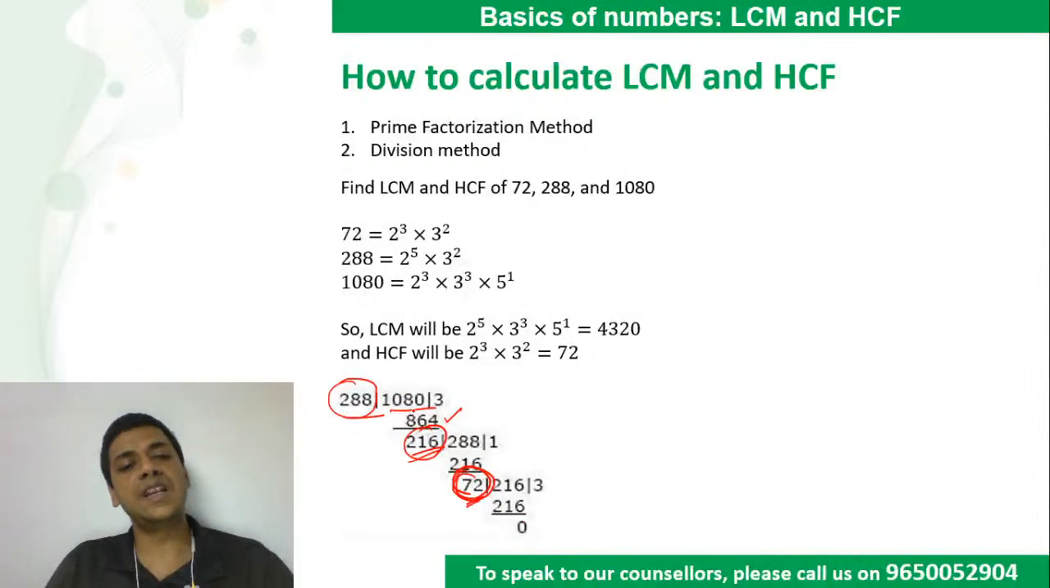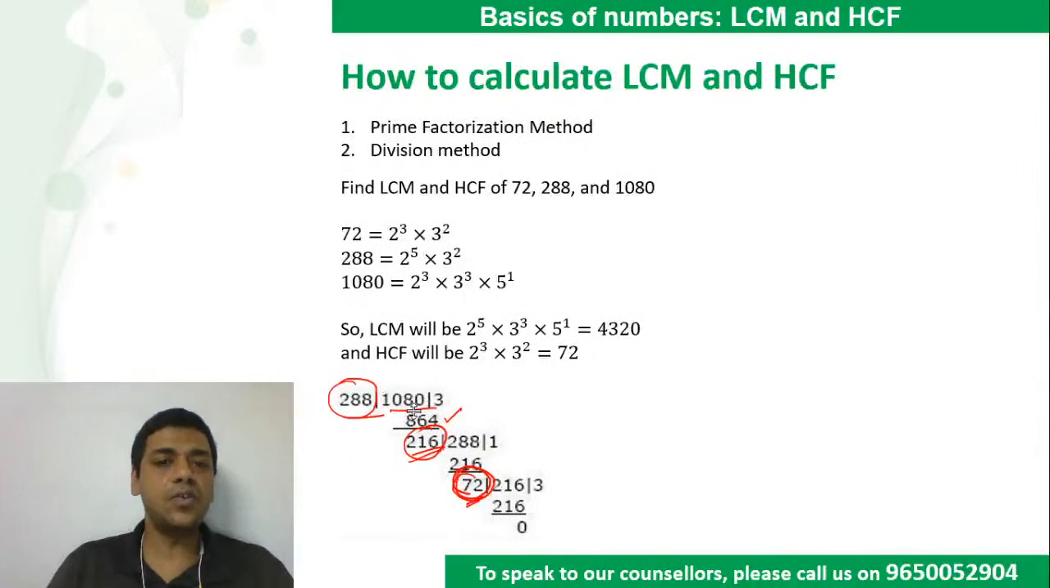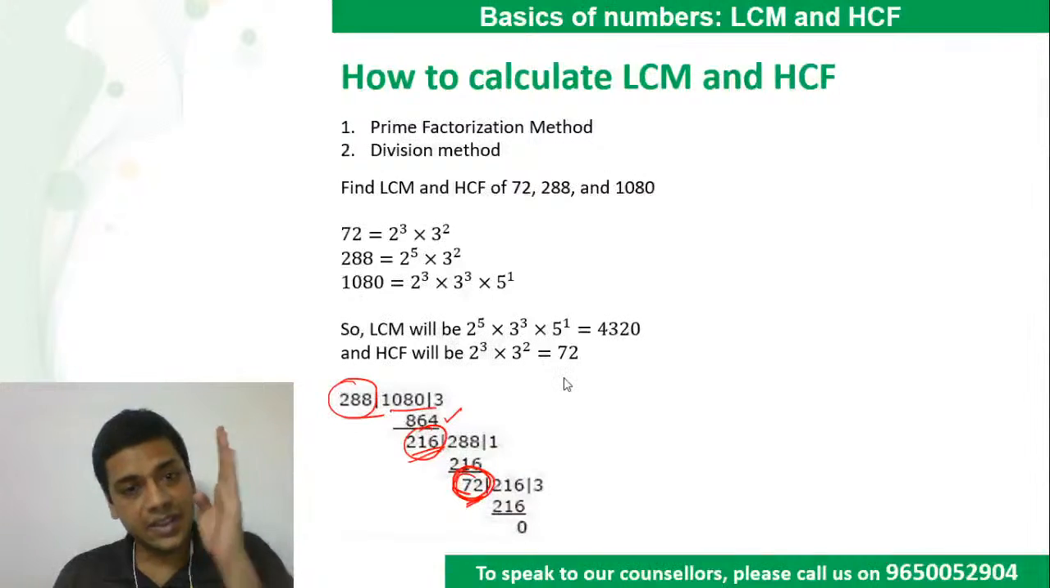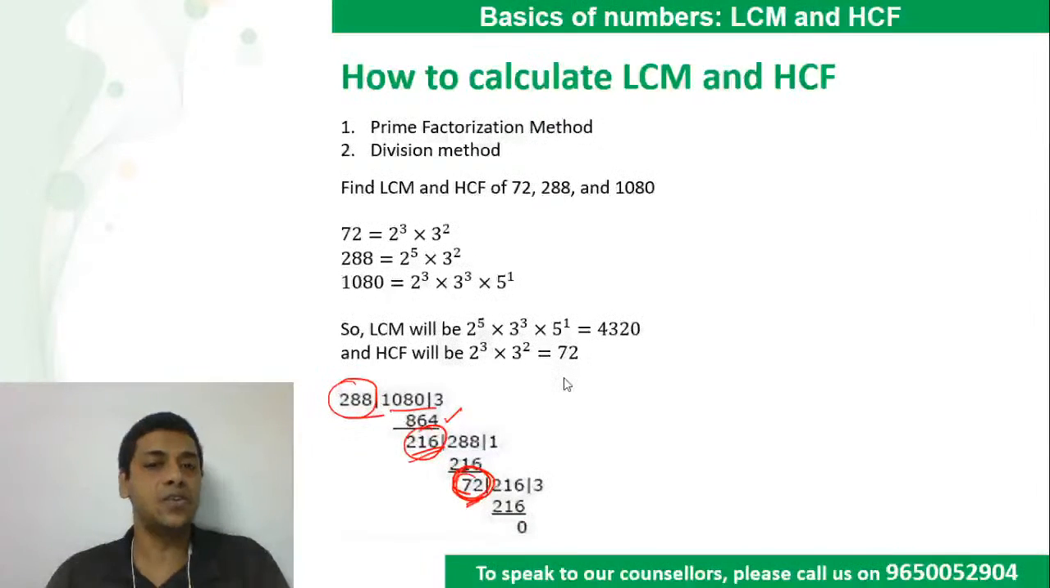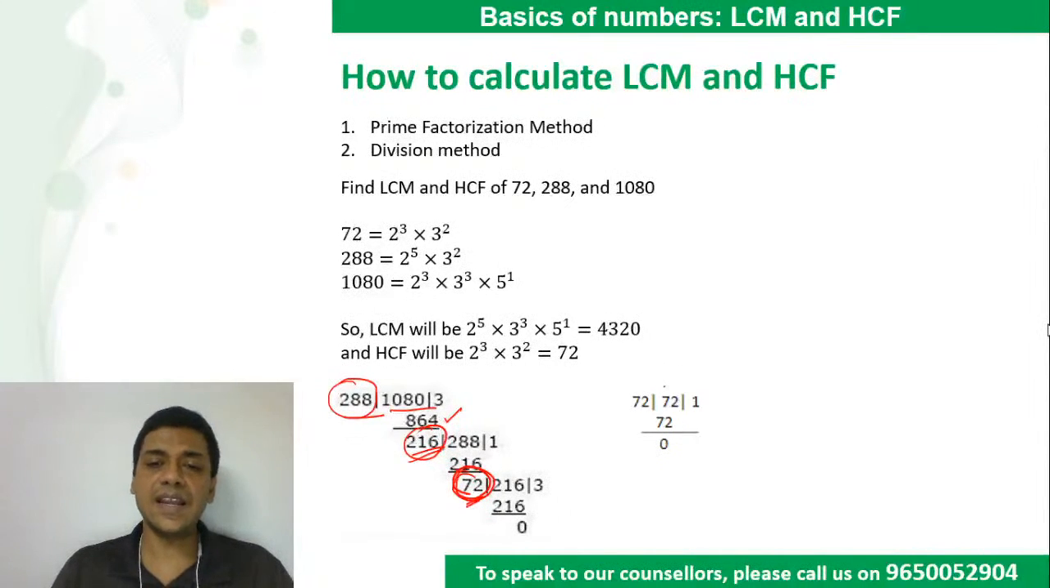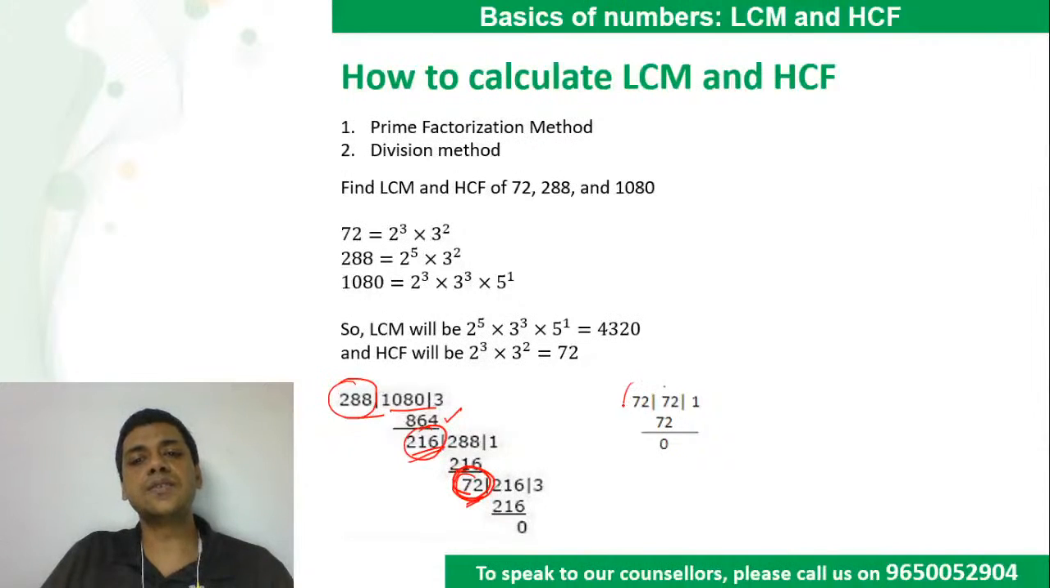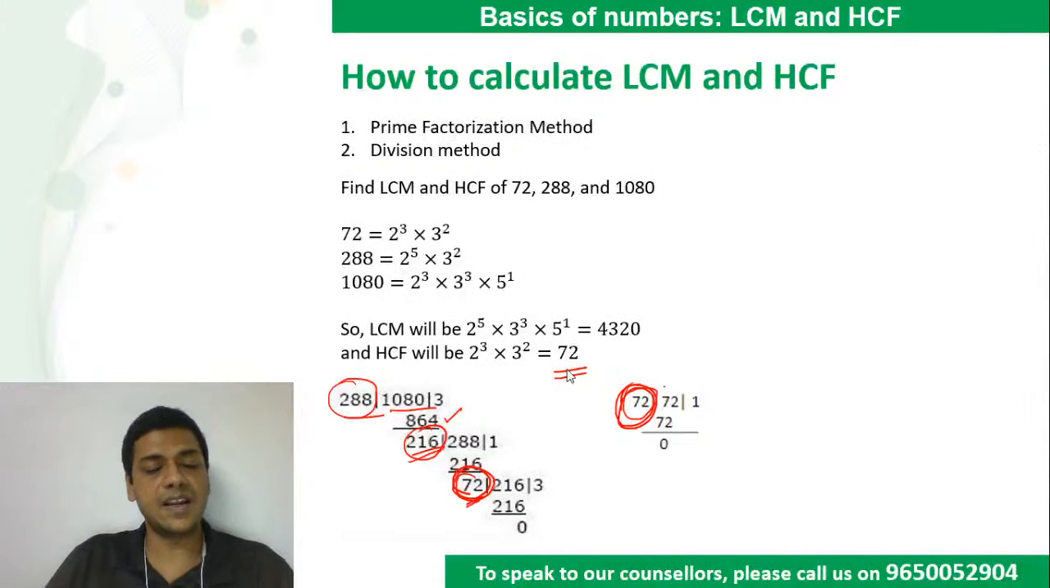288 and 1080. Now if 72 is the HCF of 288 and 1080, can I say the HCF of this number and 72 will be the HCF of the overall numbers? Now if I divide this number by 72, it will simply divide once. So the HCF of these three numbers will be 72, which is the same as what we got in the previous method as well.